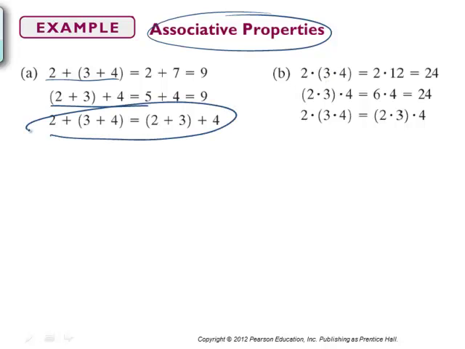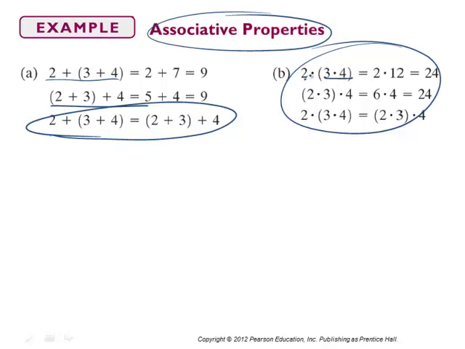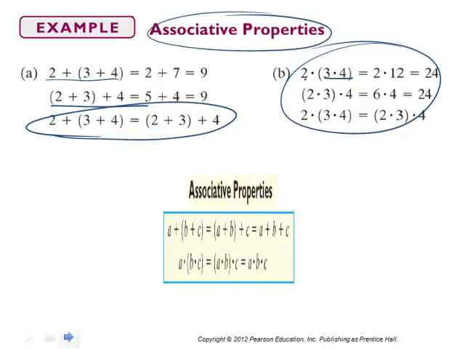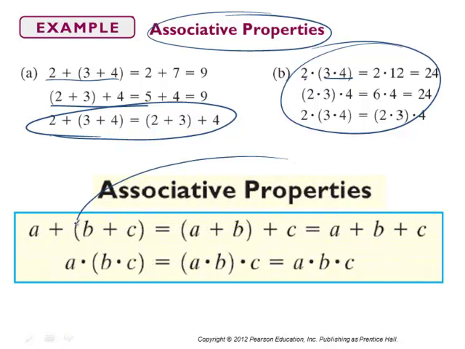So the associative property basically says that. And here's the same example for multiplication. If you want to multiply 3 numbers together, you can combine 2 numbers first and then multiply the third one. It doesn't matter which 2 you start off with. So here are the associative properties for addition and multiplication of real numbers.